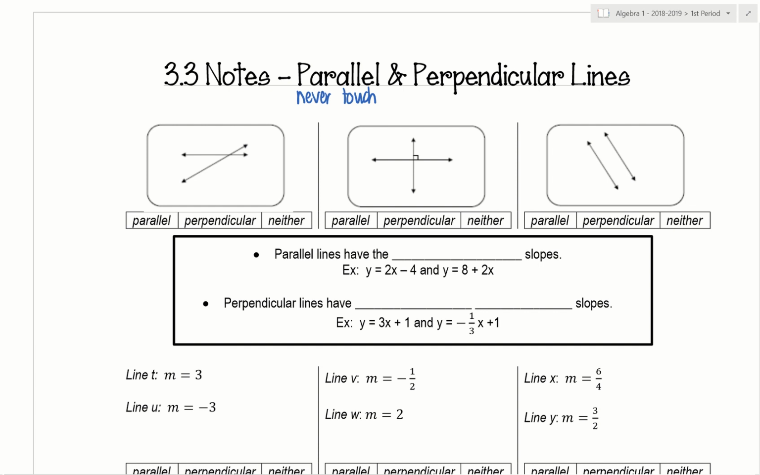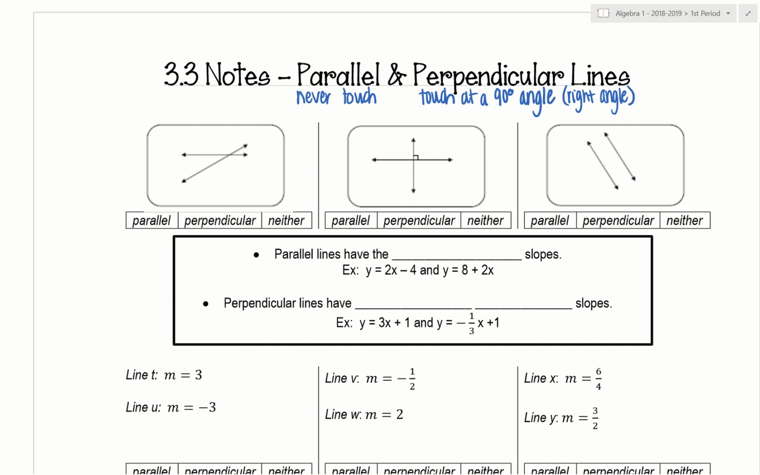Now, perpendicular lines, they're very, very specific. They do intersect, and they intersect at a specific point. That means they touch at a what? Good, 90-degree angle, okay? They're going to create a right angle when they touch. And then anything else, if it's touching, that's just an intersecting line. So that's just going to be a case of neither.